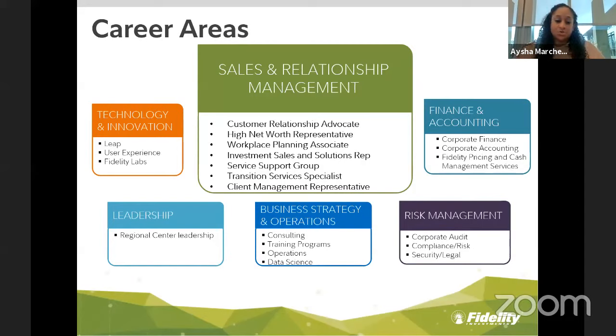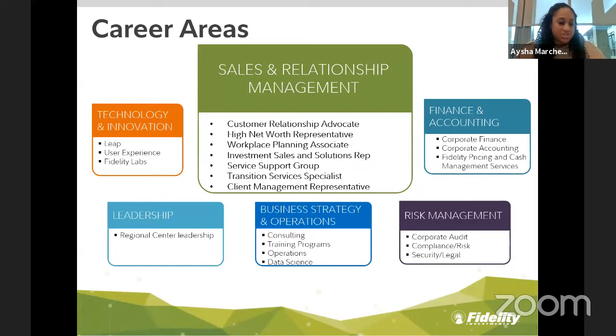Some of these roles do require a FINRA license, for which we provide paid on-site industry-leading training here. We really pride ourselves on our training and the tools and resources that we have here to really equip our associates to be successful, not only with the licensing, but in their career with Fidelity. Some of these roles are broken up into sales and relationship management or service-based roles.